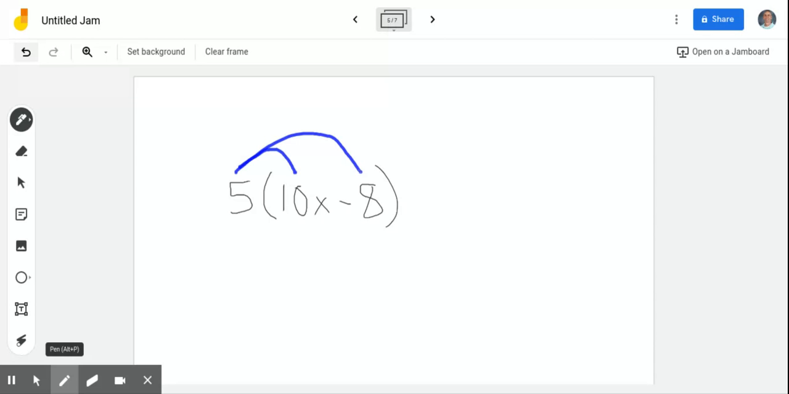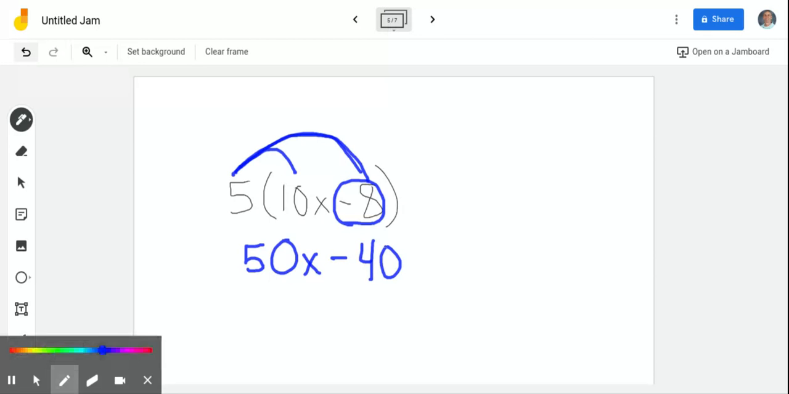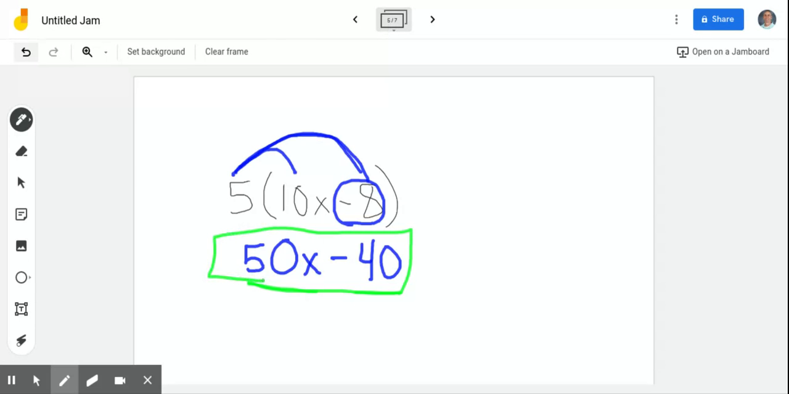5 times 10x gives us 50x. And then it's 5 times, treat this as a negative 8, the minus 8. So what's 5 times negative 8? It's negative 40, so you subtract 40. And the 50x and the 40 cannot be combined because they're not like terms, so there's your answer. 50x minus 40.